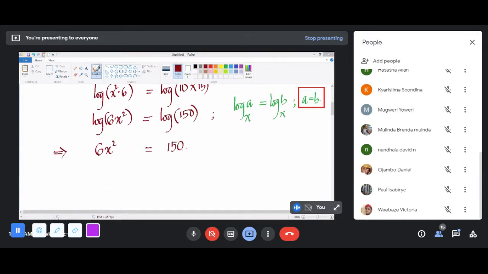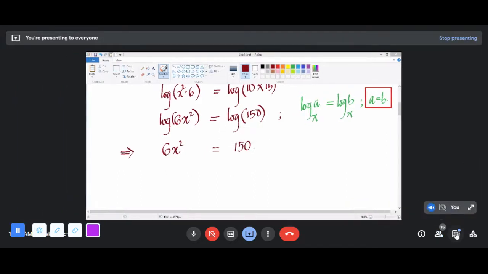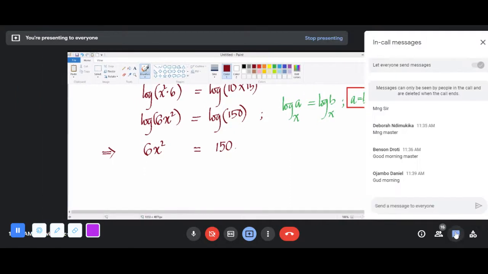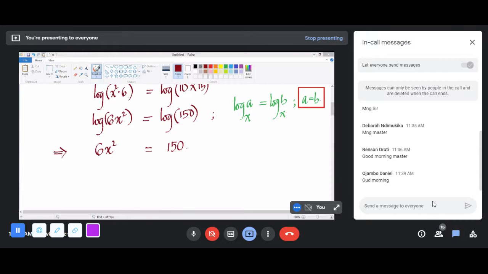Let's use the chat to talk to me. Is that step understood? Are we so far okay? Send a message in the chat to alert me. So far, are we good?